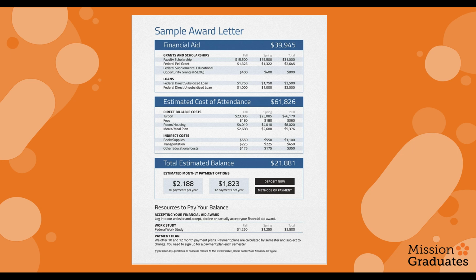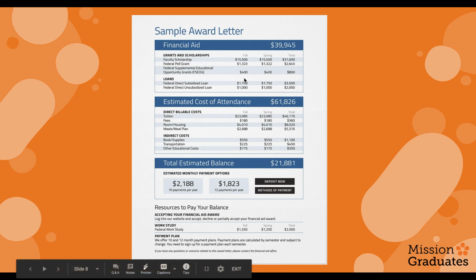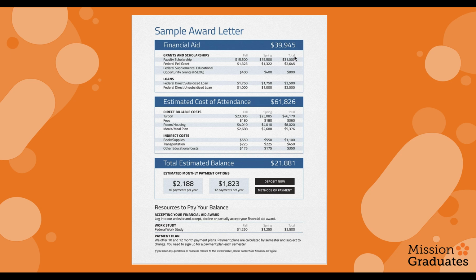Everything in your financial aid letter will be divided by semesters or trimesters, and the total for the whole year. So in this example, the student is on a semester system. So here is the cost for the fall and the spring, and then this is what it would cost for the whole year, or what they're being awarded for the whole year. And if you're in a trimester, it would say fall, winter, and spring. So always pay attention to that too.